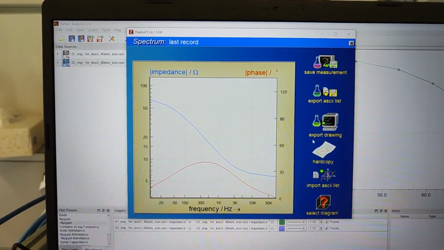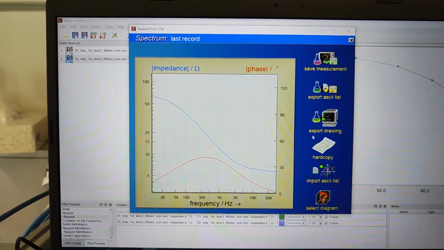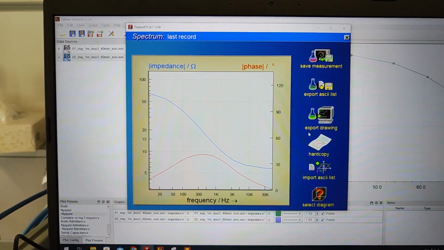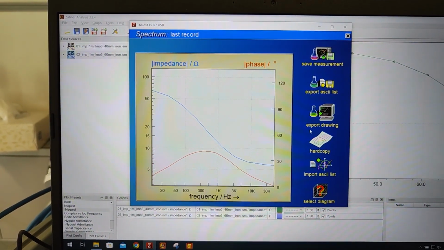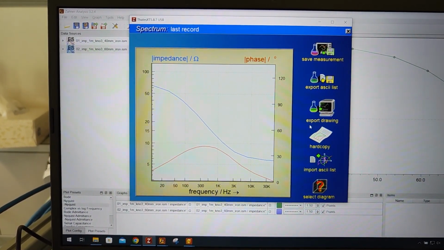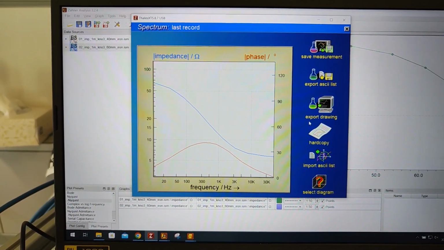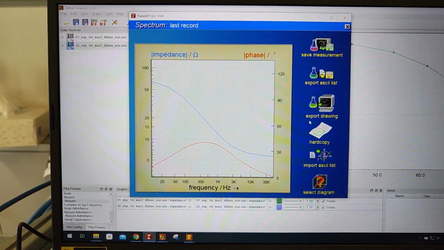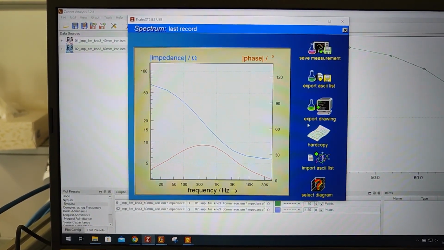Finally, let's look at the Bode plot of the last measurement. The blue curve is the impedance magnitude over the frequency, and the red one is the phase angle. We can see that in the low frequency range and high frequency range, the magnitude has some kind of plateau, and the phase angle reaches near zero values, but in the middle part, the magnitude decreases, and the phase angle has a peak that lies between 0 and 90 degrees.